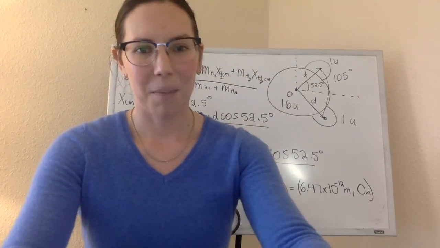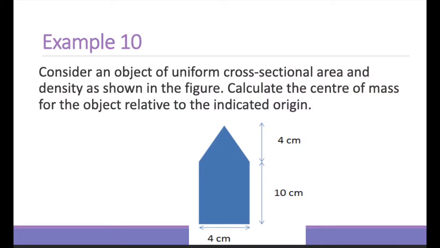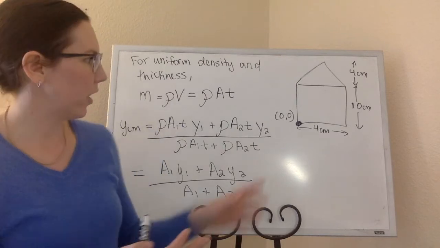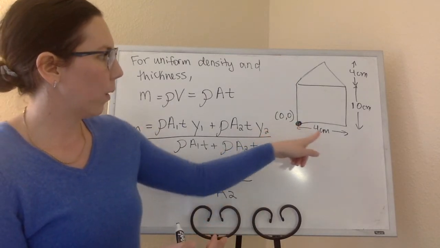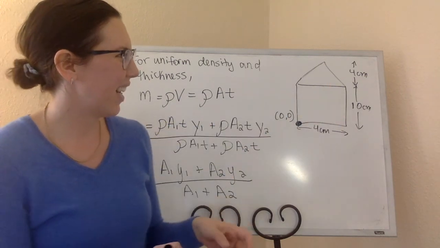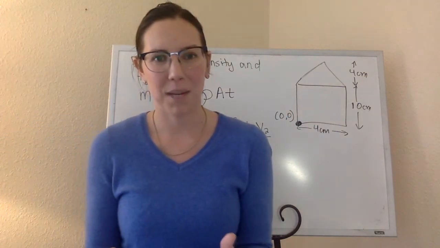All right, next example. Consider an object of uniform cross-sectional area and density as shown in the figure. Calculate the center of mass for the object relative to the indicated origin. Our object looks like this, and the origin is in the bottom corner here. We have a 4 by 10 centimeter rectangle and then a triangle of height 4 centimeters.